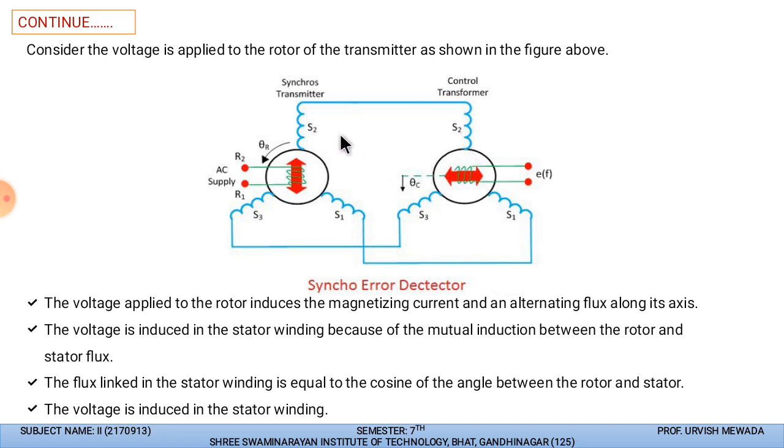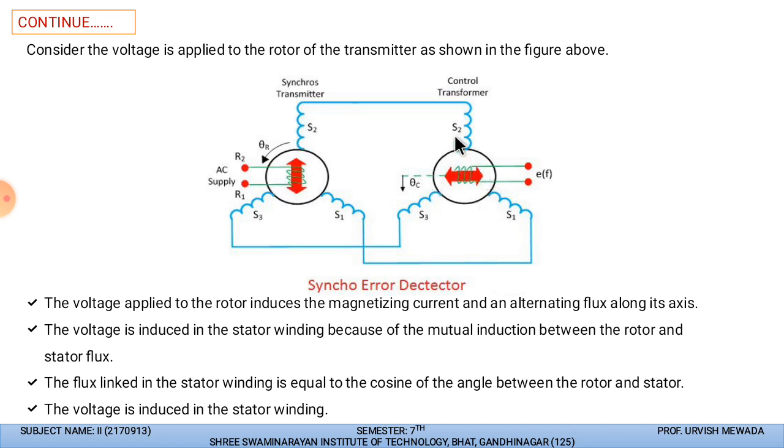S2 is connected with S2, S3 is connected with S3, and S1 is connected with S1, and this is the rotor on which again the field winding is wound. So over here the rotor is also wound with the rotor conductor, or we can say the rotor field winding, and theta c is the angle acquired by the control transformer once it receives the error signal from the synchro transmitter.